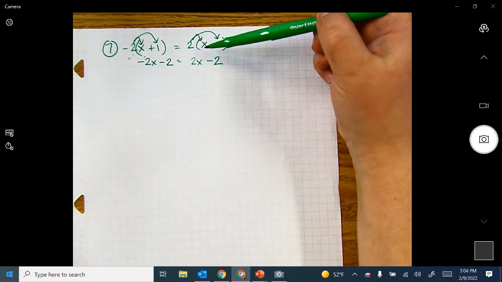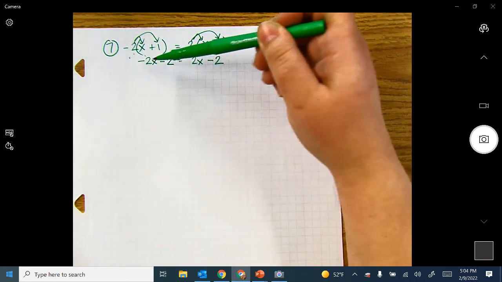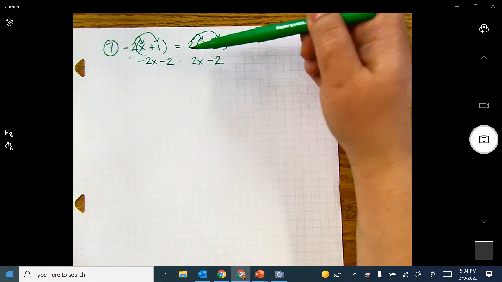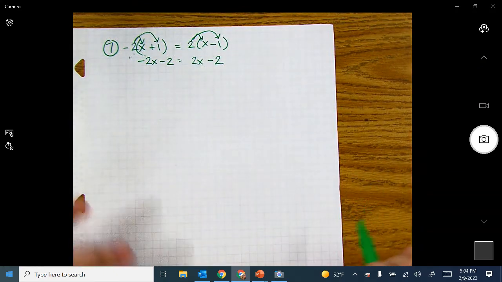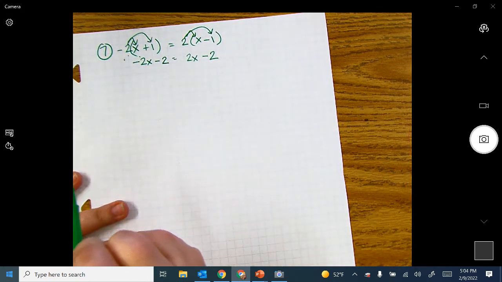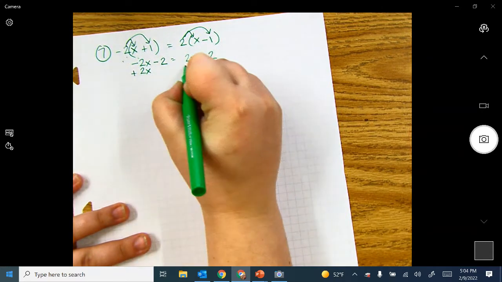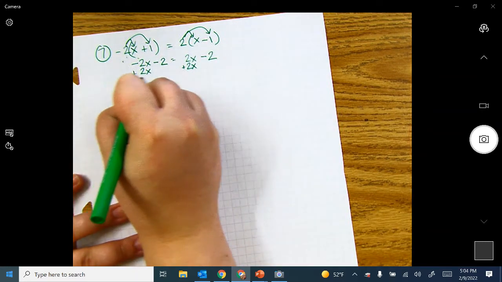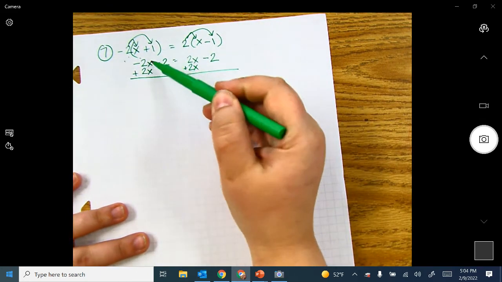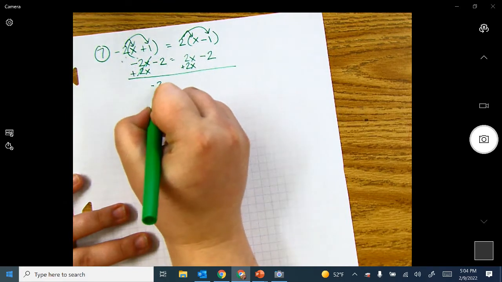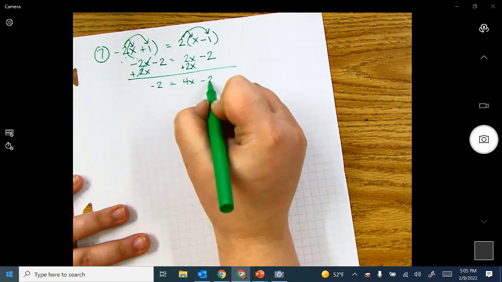And remember, I said the one with the biggest value. So yes, they're both 2's, but this one is negative. So it has a smaller value than +2x. Plus, negatives are just icky, and I don't want any negatives. So I'm going to get rid of this -2x by doing the opposite, which is addition. So I'm adding 2x to both sides. The reason why I do that is because now these two can cancel out, and I just have -2. Now over here on the right, I have 4x minus 2.